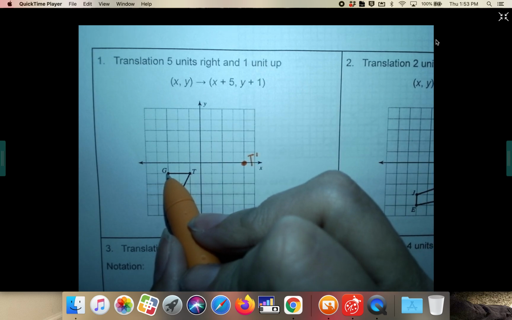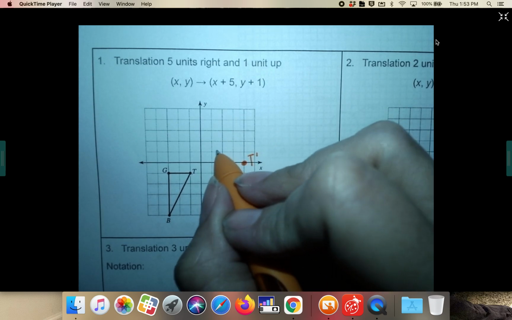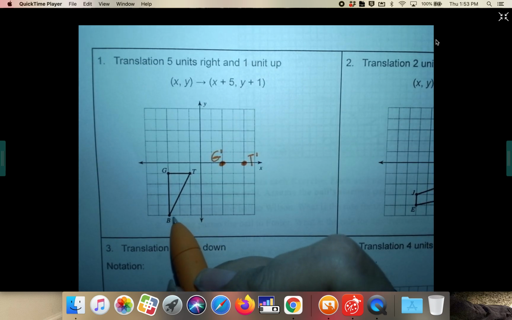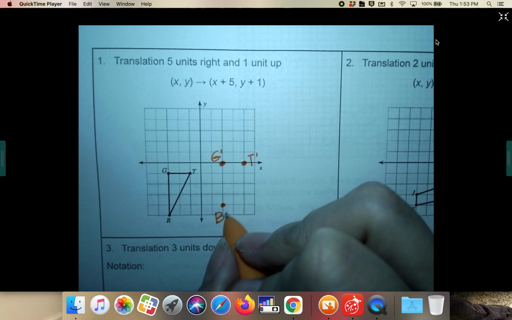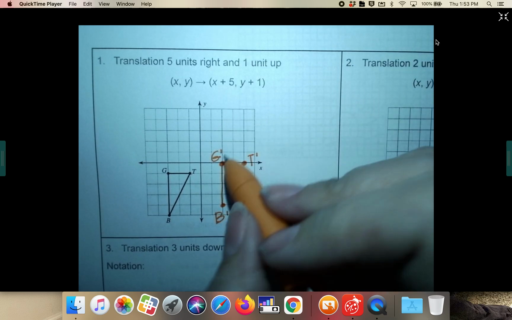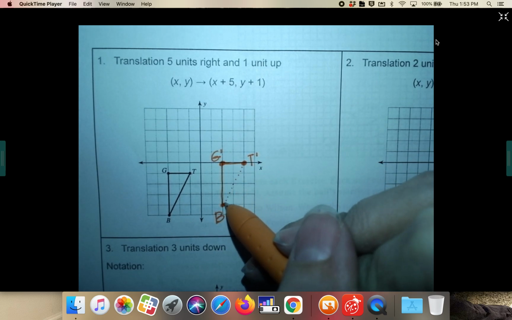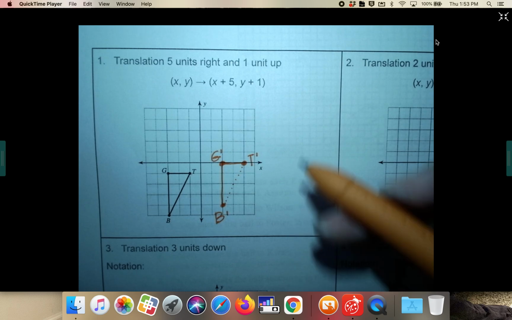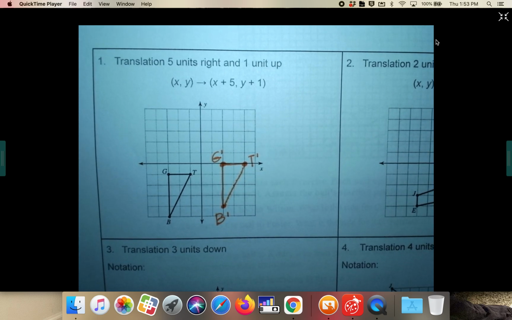So G gets moved 1, 2, 3, 4, 5 up 1, and now it becomes G prime. B gets moved, and it becomes B prime. And then you go ahead and connect the dots. Sometimes you will see it with little dashes because it's the image after it's been moved, but I'm okay with you going ahead and just drawing in all of your lines.